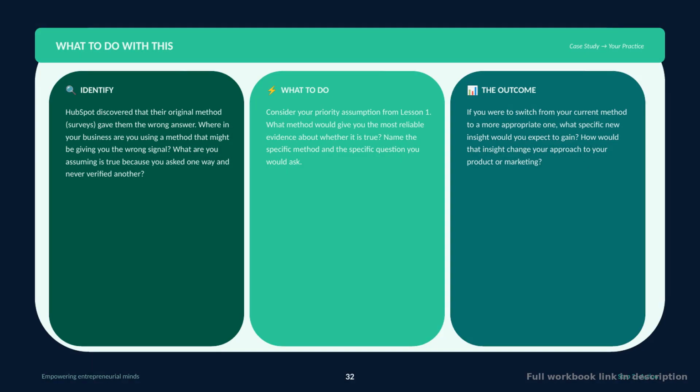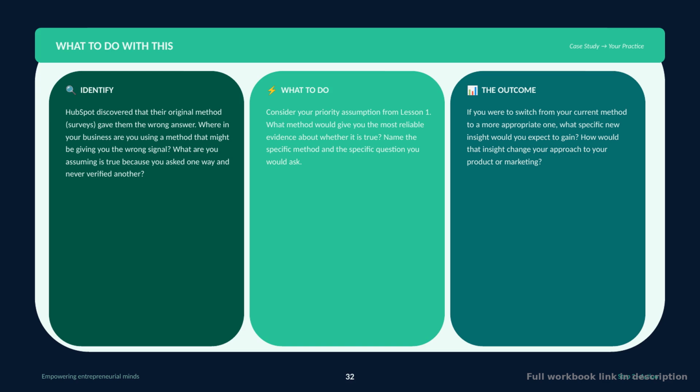First, identify. HubSpot discovered that their original method gave them the wrong answer. Where in your business are you using a method that might be giving you the wrong signal? What are you assuming is true because you asked one way and never verified another? Second, what to do. Consider your priority assumption from Lesson 1. What method would give you the most reliable evidence about whether it is true? Name the specific method and the question.